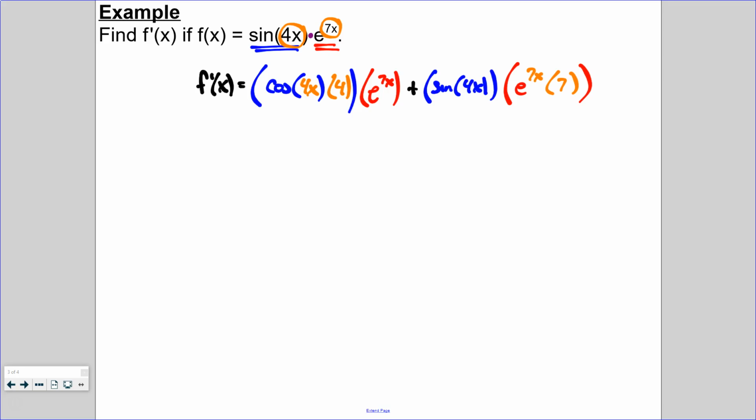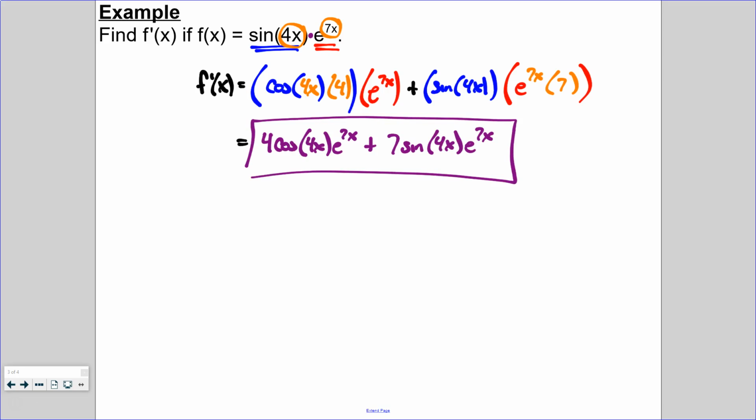Now we just need to simplify this as much as we can. There's not a whole lot we can do here, but we'll move the 4 to the front, and then we'll do cosine of 4x times e to the 7x. There's really no order in which you want to put those, so don't worry about that. It's all multiplication, so it's commutative. So you put the 4 in the front, and good. Next up, we'll do plus 7 sine of 4x e to the 7x. And there we go. There is our derivative.